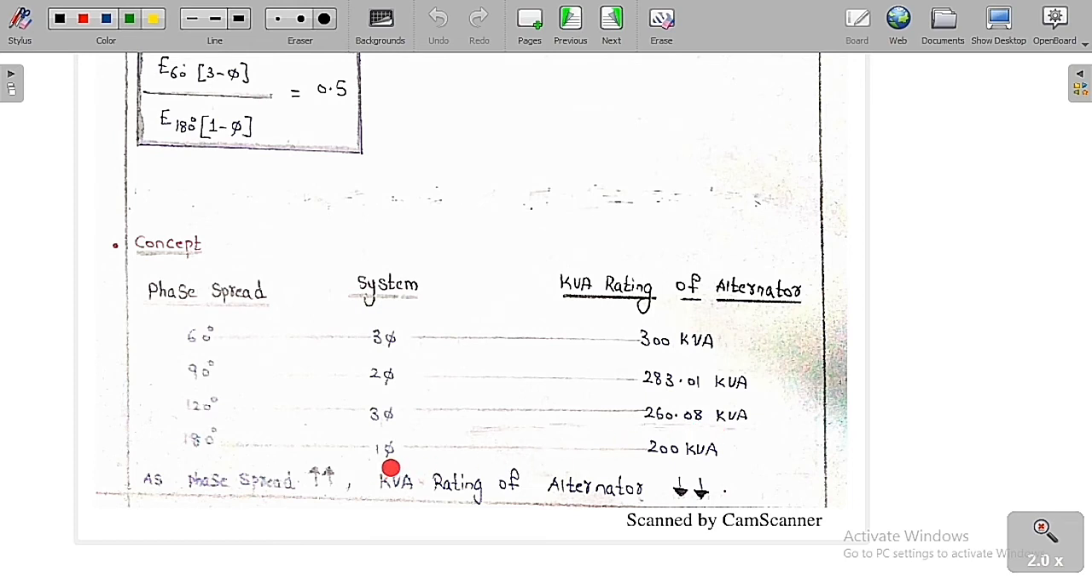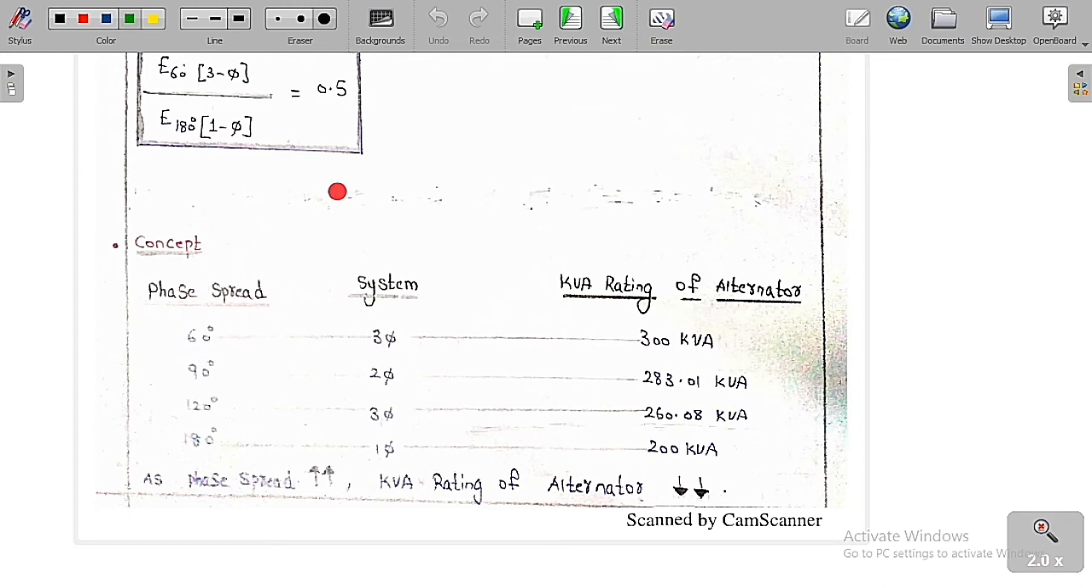Similarly, for the single phase system, the phase spread is 180 degree. I want to find what is the rating of this one. Just now we have seen the relation: the KVA rating of the 3-phase system, especially the 60 degree, by the KVA rating of the single phase system, its value is equal to 1.5. So if you do the ratio of this, 300 by 1.5, we are going to get 200 KVA. This is what we are going to get if you assume the KVA rating of the 3-phase system for 60-degree phase spread is 300 KVA.